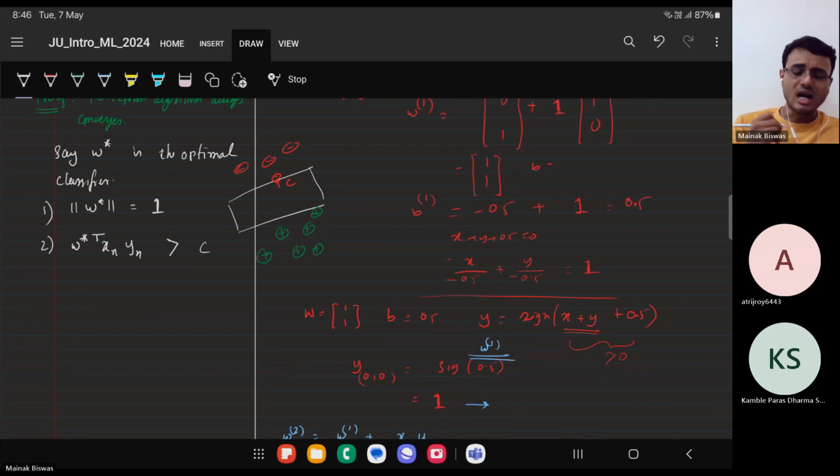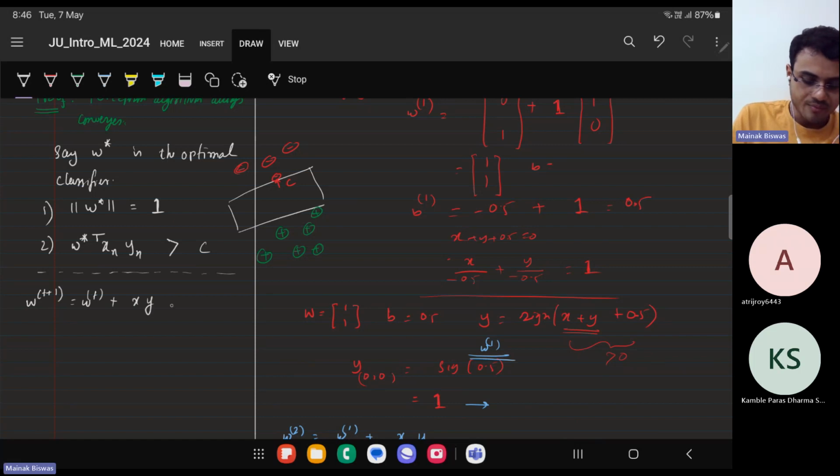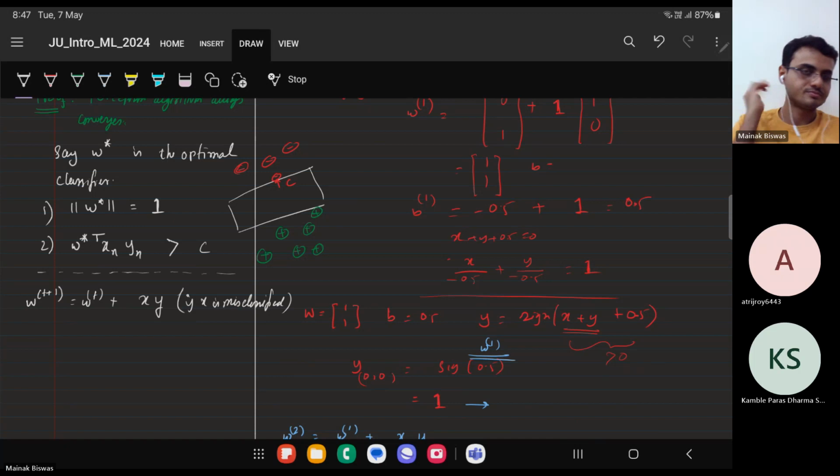So how can we prove this? Remember these 2 points, we'll be using them critically. So what do I know? I know W(t+1) is equal to W(t) plus XY, if X is misclassified. Do you agree? We know this.